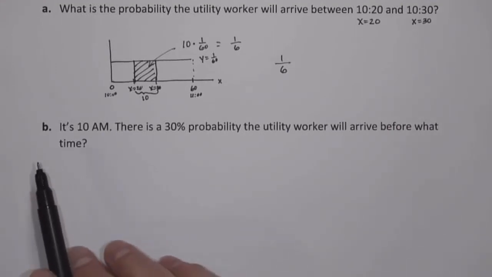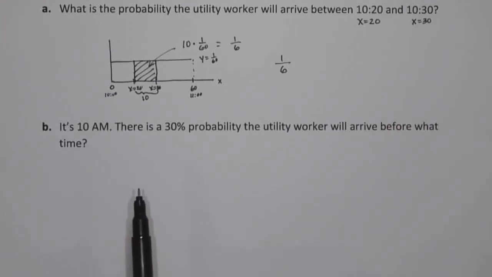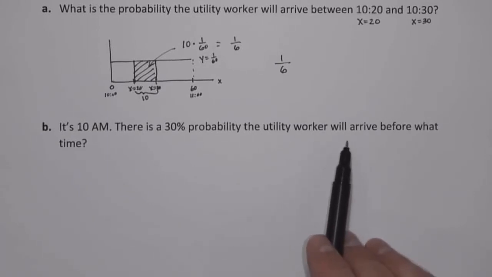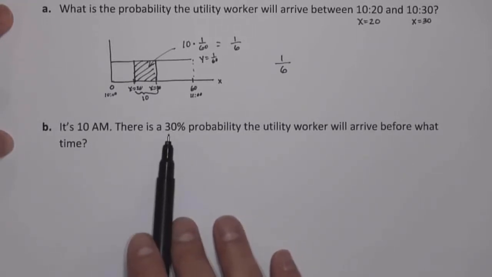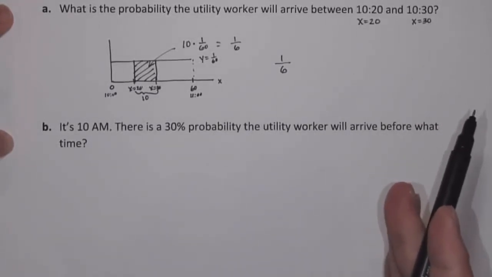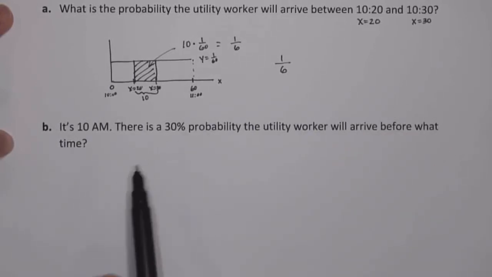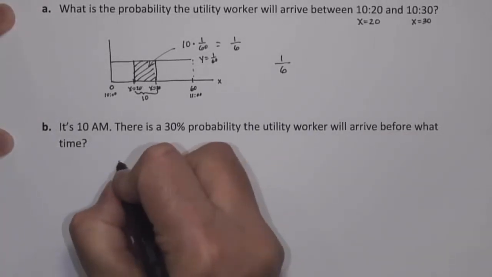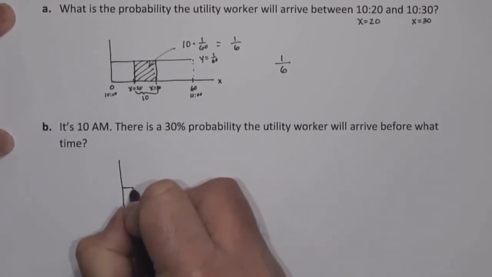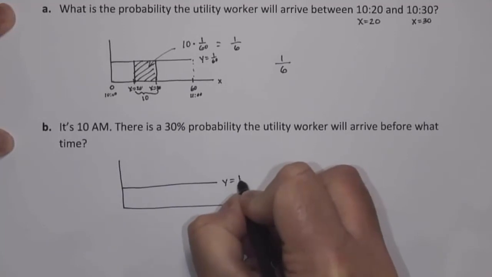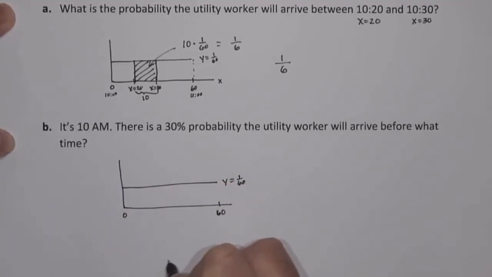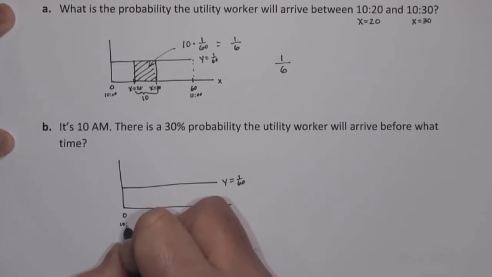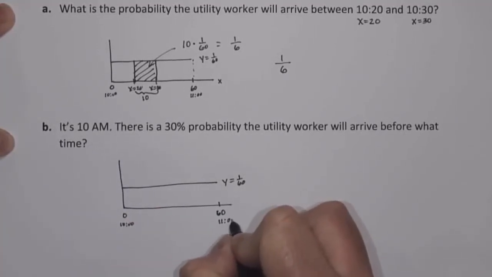Now, part B. It's 10 a.m., and there's a 30% probability that the utility worker will arrive before what time? So this problem's kind of going backwards. We have the probability, and we want to figure out the time that the utility worker will arrive before, if that is the probability. So again, if I draw my probability density function, this is the line y equals 1/60th. Here is 11 a.m., which is x equals 60. Here's 10 a.m., which is x equals 0.